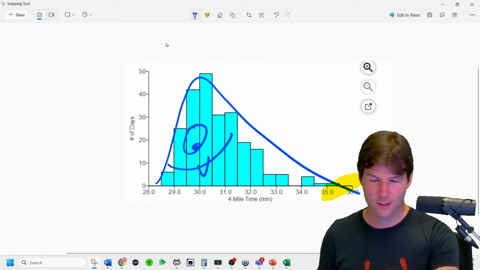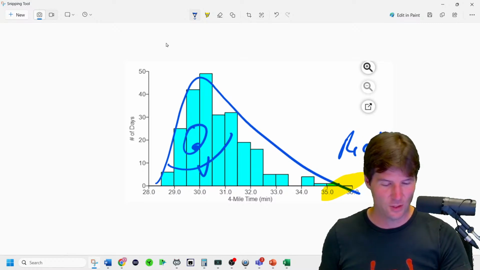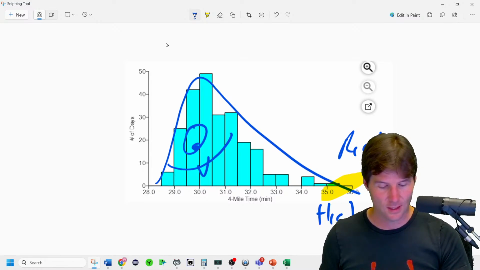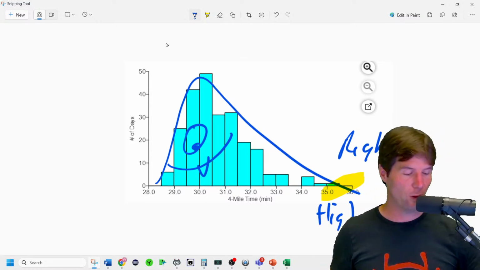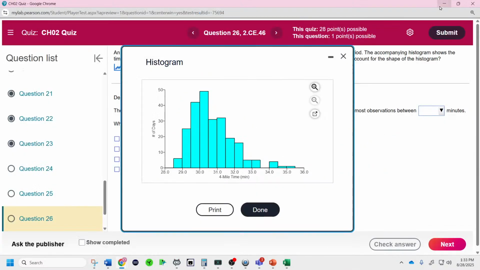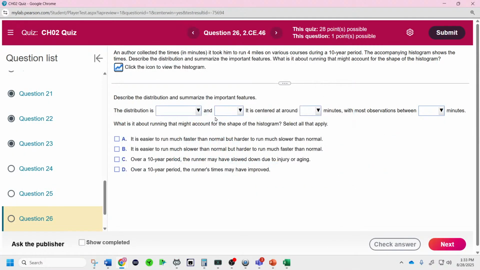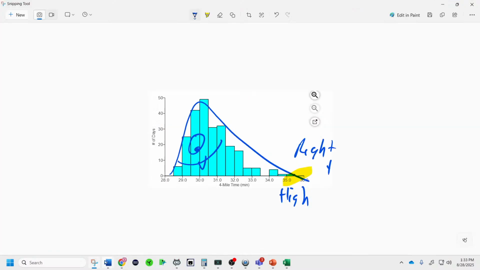And I always write right on here just so people know we're talking about the right side, which is the positive side, and this is the high side. So that is right skew, positive skew, right to the high, left to the low. And with this right here, the distribution is definitely skewed to the right, and it's definitely unimodal. We see one peak right there that is unimodal.